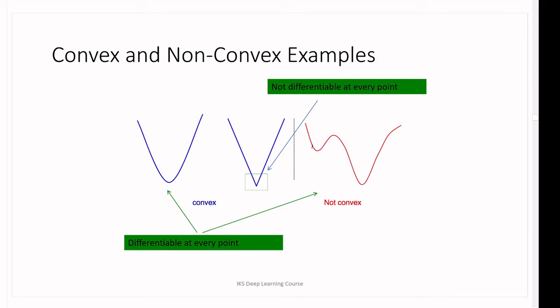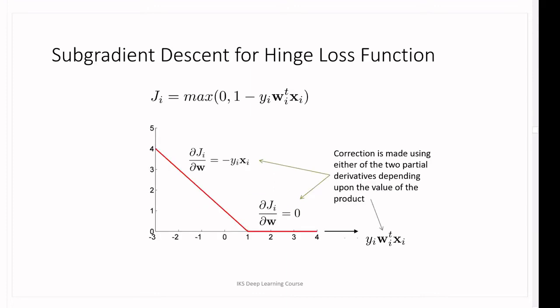And that's, of course, for our hinge loss function. If you look at your hinge loss function, basically you can say that this function is differentiable at every point on this line. This function is differentiable at every point over here. Only at this corner point is the function not differentiable. So the answer to getting the gradient for the hinge loss function lies in what we define as subgradient descent.